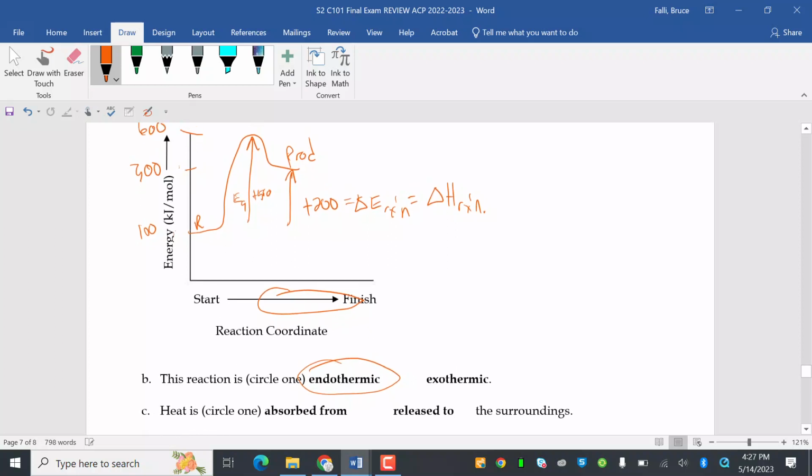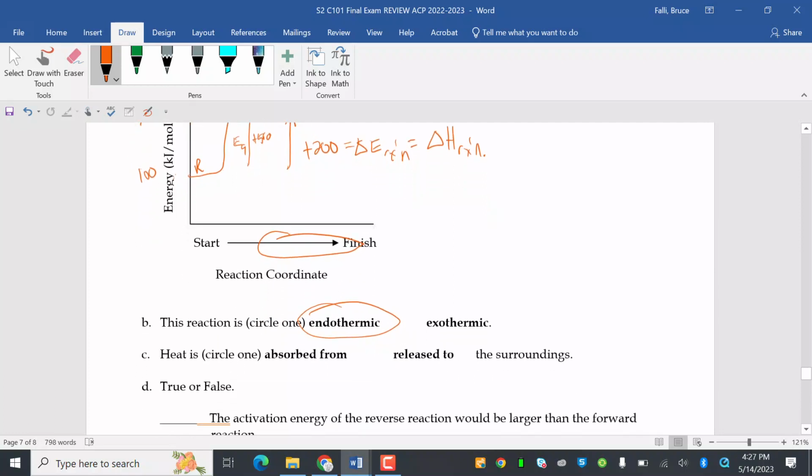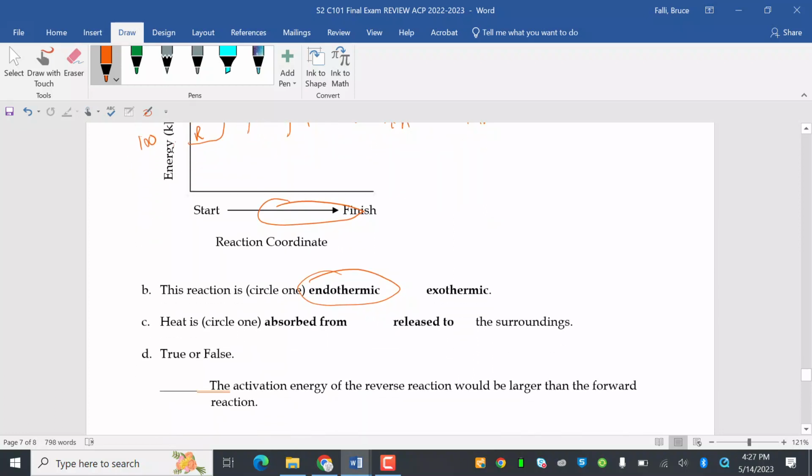from the surroundings. So like if I have $100 and then I end up with $300, I had to absorb $200 to get there. I had to get a job. How do you do that? Do well in chemistry. Heat is, oh, my circle went away. Absorbed from the surroundings.